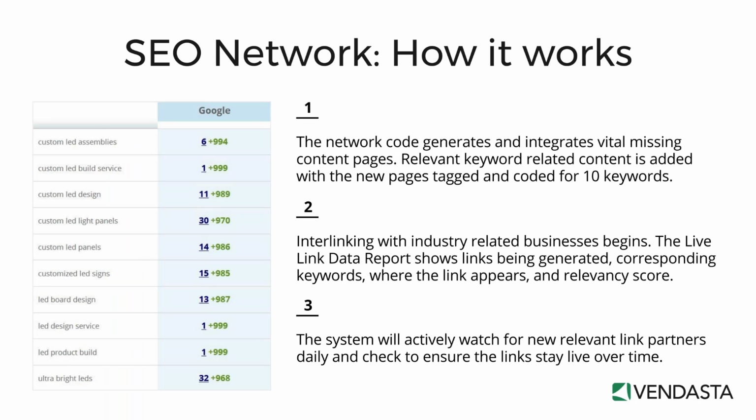So here's the 3-step process. First, the network code is generated and it integrates into the vital missing content pages. Those keywords are integrated into the content and coded and tagged.